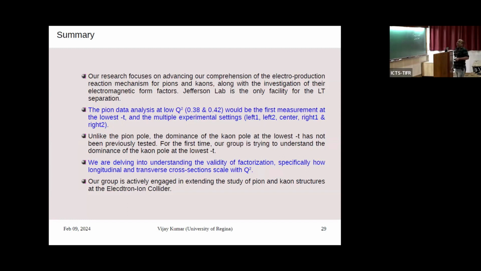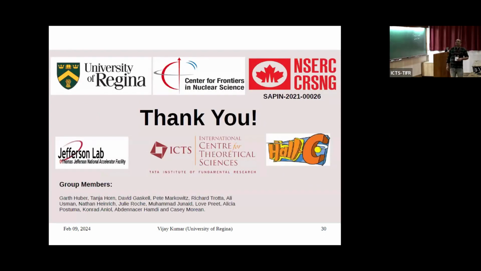And our group is actively engaged in extending the study of pion and kaon structures at the future EIC machine. That's all. Thank you so much for your attention.